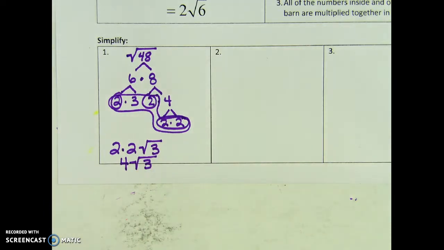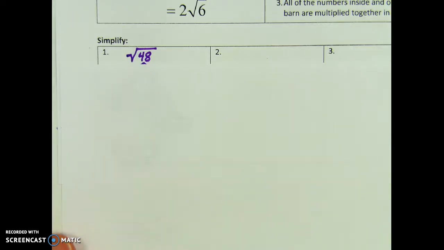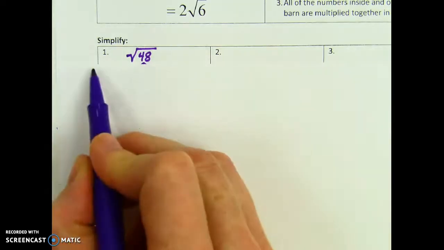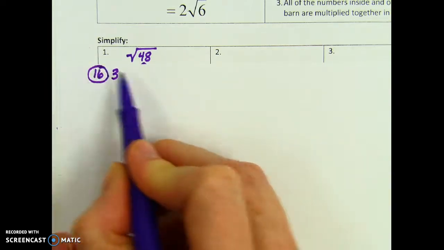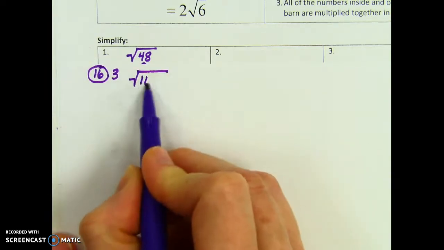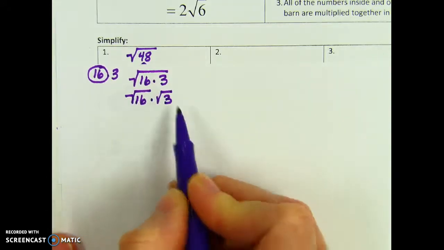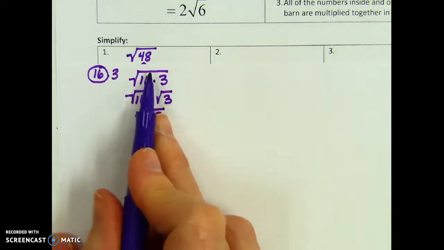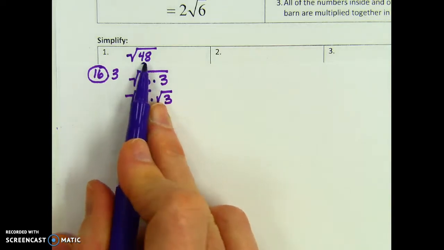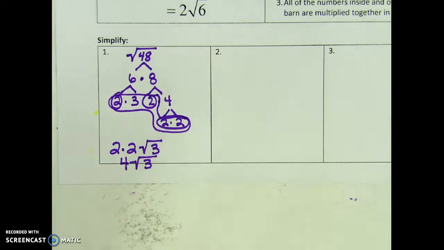Now, like I said, when you get the hang of it, you will be able to do method 1. Method 1 would be realizing this. 16 times 3 is 48. 16 is the largest perfect square factor, so you could do it this way. And then you could say square root of 16 times square root of 3, which is 4 square root 3. But this way you have to work a little bit. You would have to list all the factors of 48. So I find that method 2 is, in the long run, a little bit quicker than method 1.